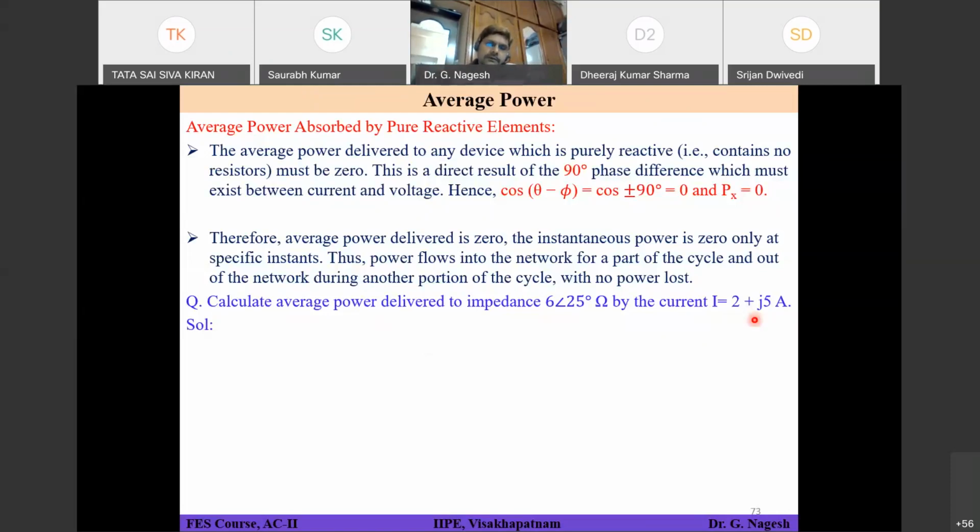But how did you approach this? How did you try to solve that? Sir, first I converted 2 plus j5 into root 29 and then angle tan inverse 2.5, and I multiplied it with the... Oh, sorry, sir. I got my mistake. Okay, so this impedance also, I think you should break. You should write it into real and imaginary terms. Anyway, try to solve that.